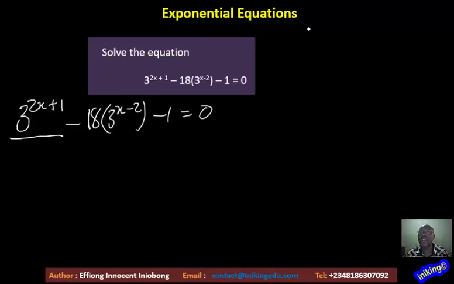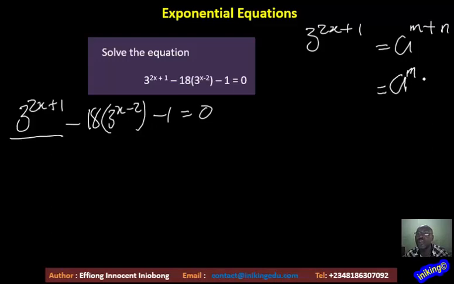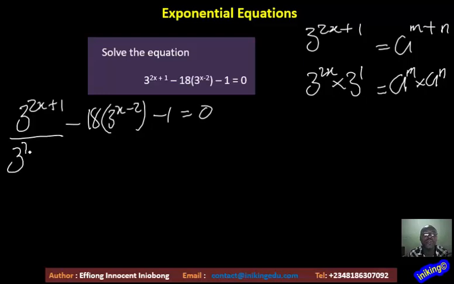I can compare 3 raised to the power 2x plus 1 to a raised to the power m plus n. And we know a raised to the power m plus n must have been obtained from a raised to the power m times a raised to the power n, which means 3 raised to the power 2x plus 1 can be reduced to 3 raised to the power 2x times 3 raised to the power 1. I just use brackets instead of a multiplication sign. 3 raised to the power 1, I just leave it there.